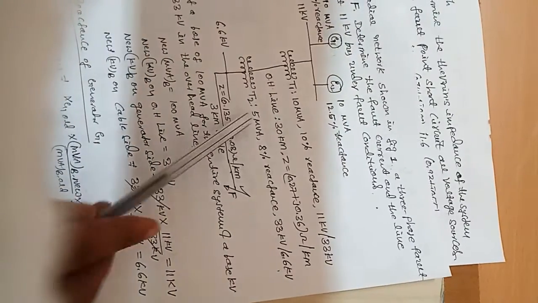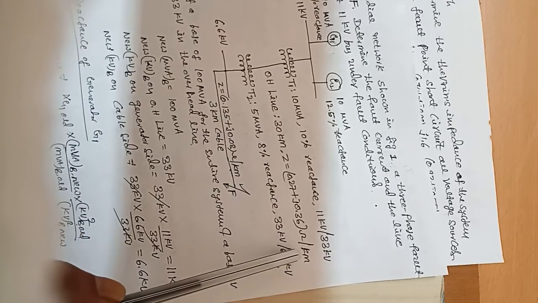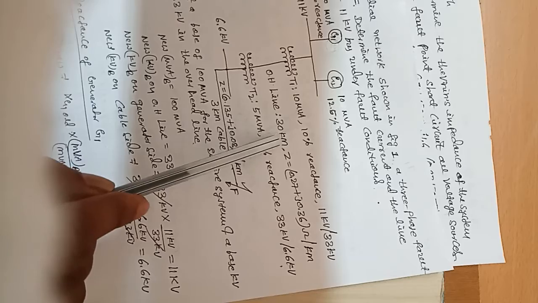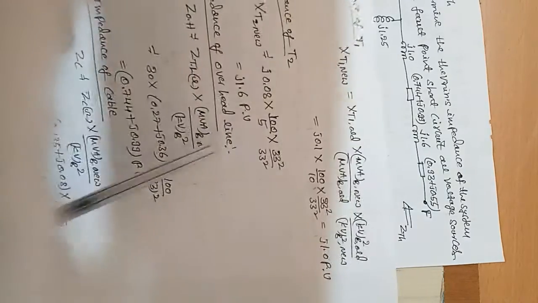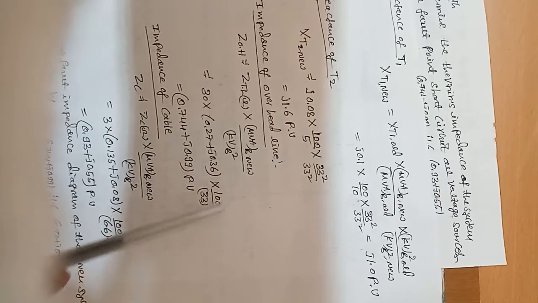Sorry, overhead line, correct. So this is the overhead line, see here, 0.27 plus j0.36 ohm per kilometer. What is the total length? 30 kilometers. So that's why I am multiplying by 30. 30 into this one, MVA base new 100.